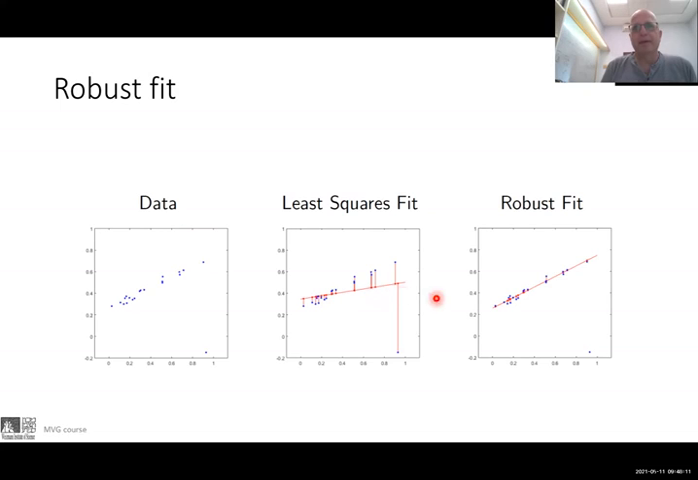Okay. If we apply a robust fit, so a robust fit is any method that can identify the outliers and either remove them completely or just weight them, give them very small weight.